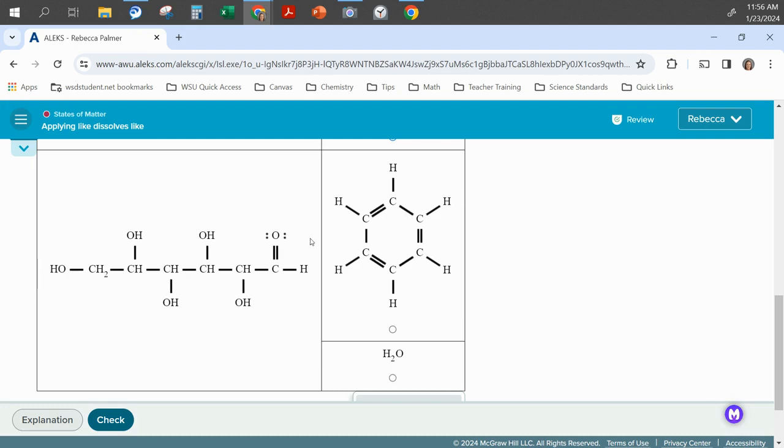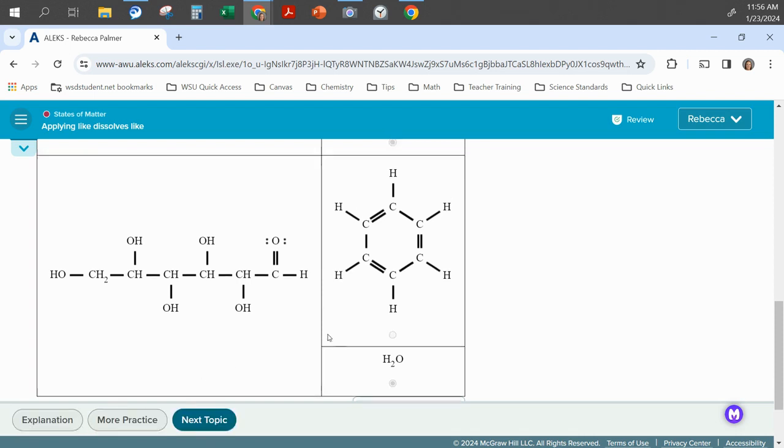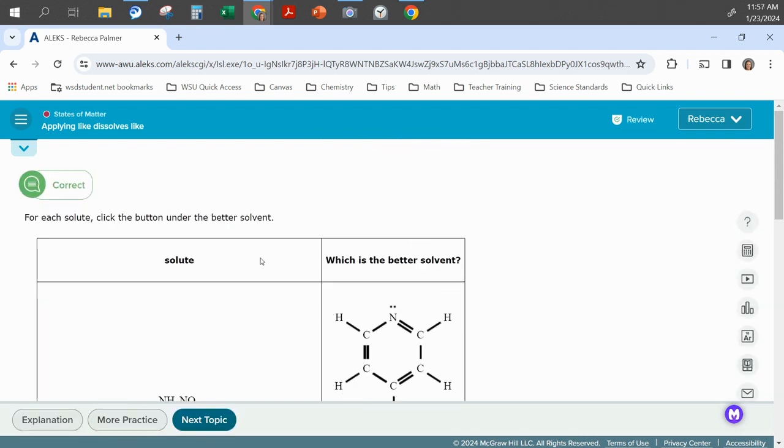Okay, next one. We have OH groups. Anytime you have OH groups, look to see if your solvent also has OH. Well, water is just OH, so that's going to be our best solvent. Okay. So there's just lots of different versions of this question, so make sure you can reason through that.